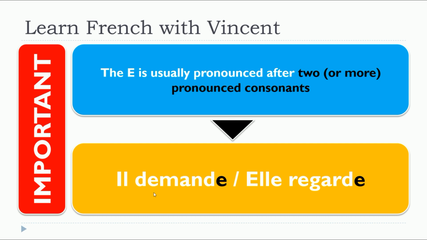So it means that first pronunciation, the one that you will do at the beginning, you will pronounce the first e, demande. But little by little, you will remove the first one, d'mande, but the last one must be there. Demande. Elle, first, you pronounce everything, regarde, and then little by little, the first e will disappear. Elle reg'rde, but the last one is here. All right? Demande, regarde.